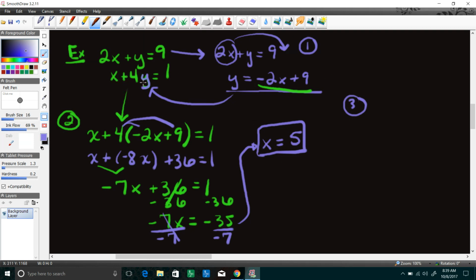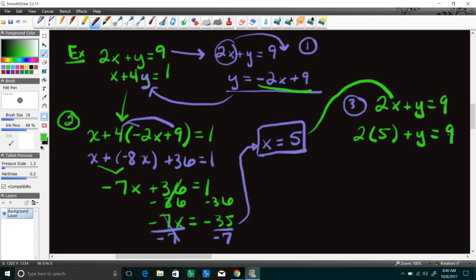So when we find the other one, we have to use again one of the original equations. I'm going to use the first one just because it has a 2, and 2 is smaller than 4. It just seems easier to me. But you can use whichever one you want. Okay, so I'm going to take the first one, this 2x plus y equals 9, and I'm going to plug in my x right there. So 2 parentheses 5 plus y is equal to 9.